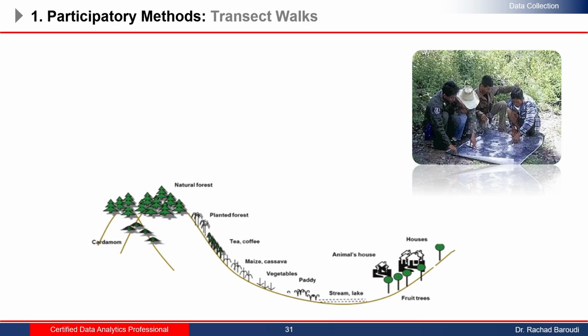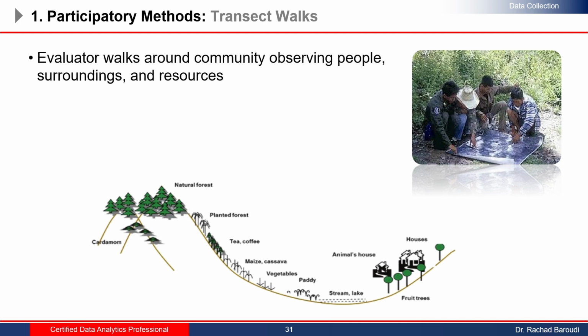Another category is the transect walk, and usually this is used by politicians or by people who are discovering, for example, an area in Africa, could be. So the evaluator walks around the community observing people, surrounding the resources. He begins to document while he's traveling. He begins to collect data, putting it inside a physical book, or might be a video, or maybe he will leave a voice message for himself to understand what's happening.